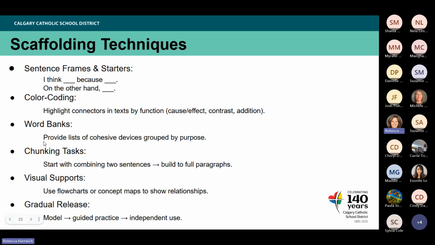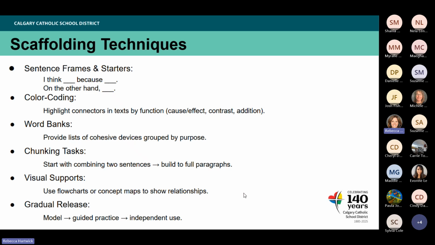And inside of word banks, you could include cohesive devices there and say, I'd love for you to pick one of these cohesive devices and use it in your presentation today. Chunking tasks: start with combining 2 sentences and build up to full paragraphs. So if we are starting by just taking 2 short sentences, combining them into 1 sentence using a cohesive device, and then think about how we could embed all of those throughout a full paragraph.